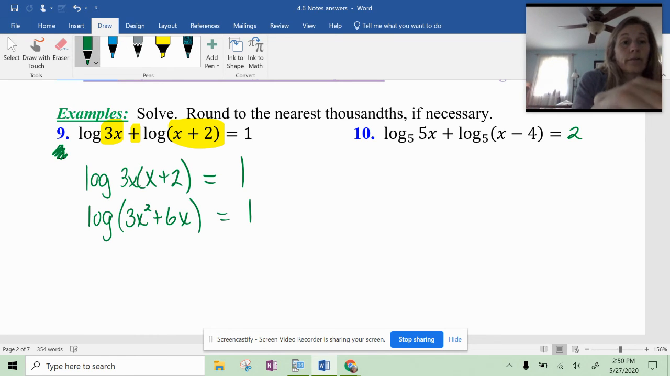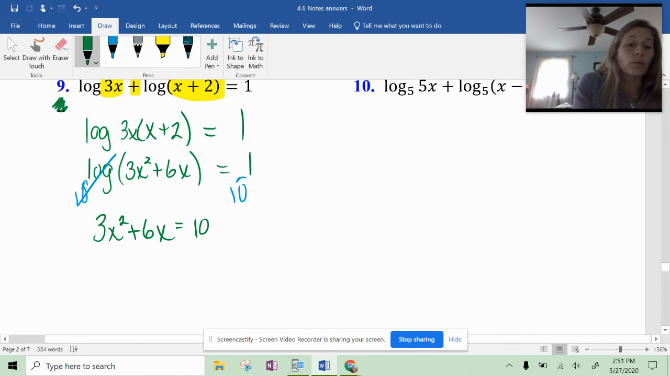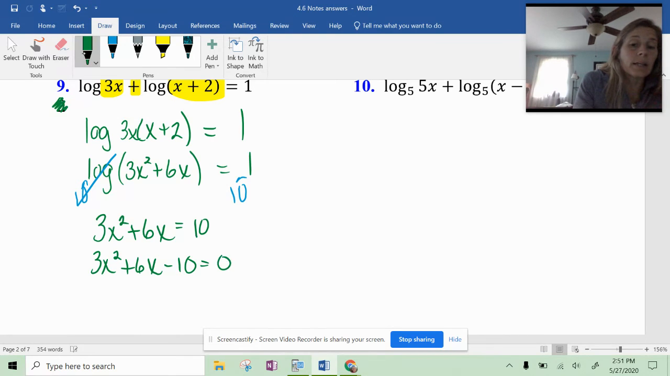Now, of course, to get rid of my log, I'm going to give it a base of 10 because it's a common log. So now that leaves me with 3x squared plus 6x equals 10. Now that's quadratic. So when you have something quadratic, in order to solve that, you would typically subtract the 10 and equal it to 0.